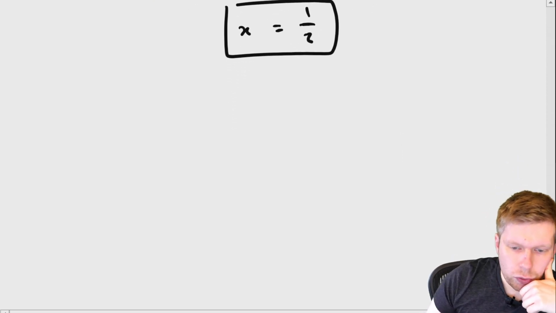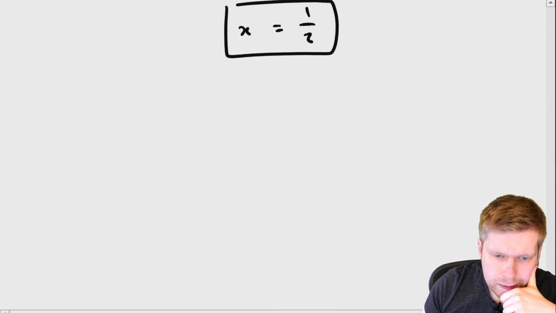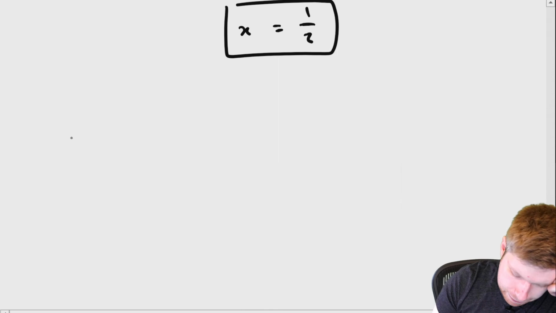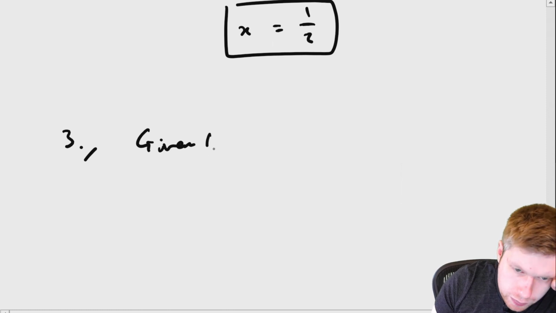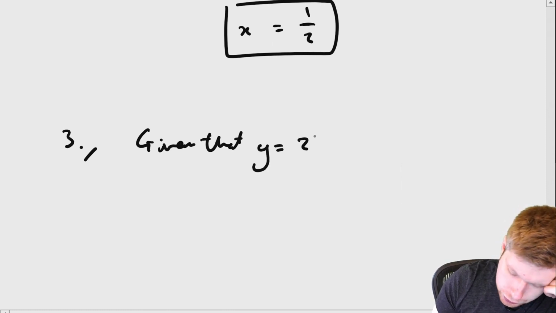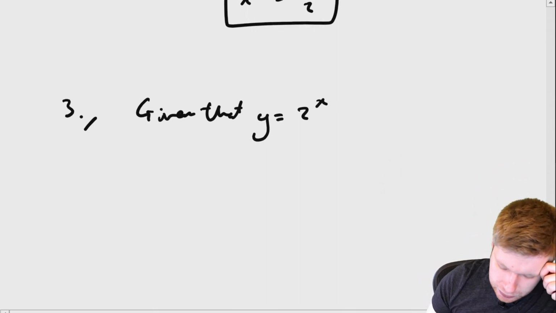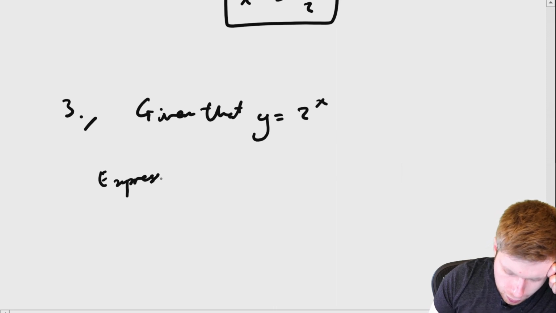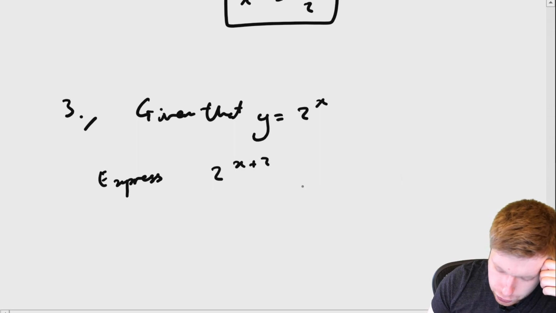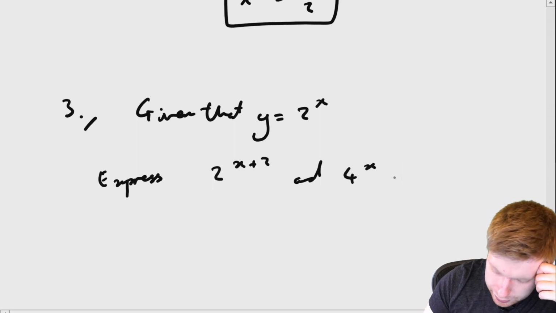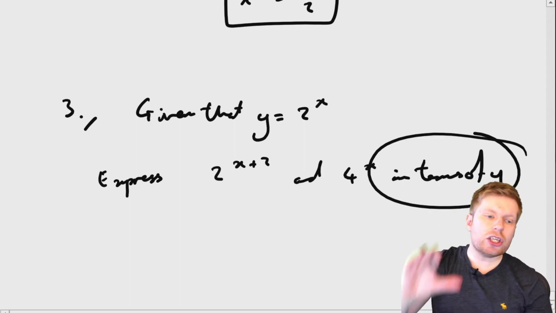It also means that you can solve things like this. Okay. So let's try something like this. Let's suppose we are given that y equals 2 to the power of x. Okay. So y is just whatever 2 to the power of x is. Okay. Can we express the following in terms of y? Okay, so can we express 2 to the power of x plus 2 and 4 to the power of x in terms of y?